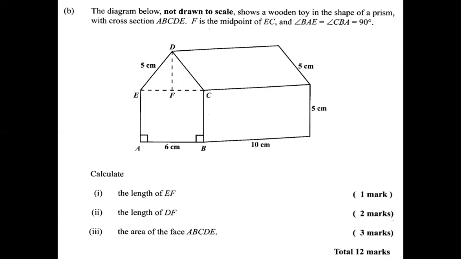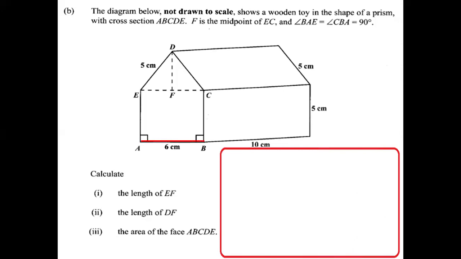All right, the first question is asking us to find the length of EF. The question already states that F is the midpoint of EC, so EF is halfway along EC. EC is part of a rectangle, AECB, so EC is the same length as AB here. Half of that would be 3. So EF would be 3 centimeters. All right, so that's a given.